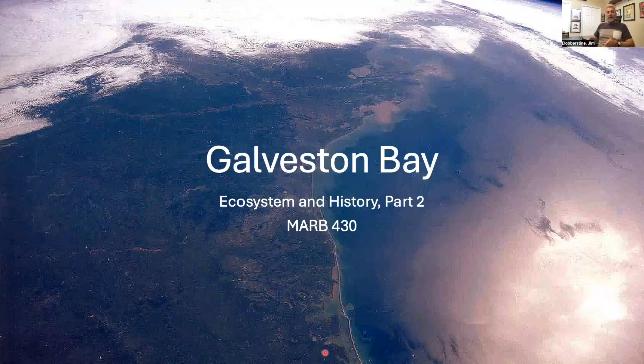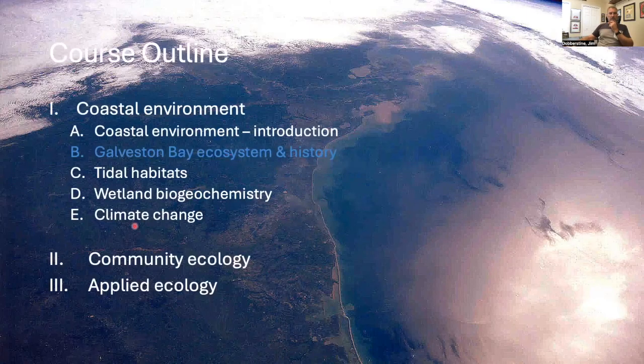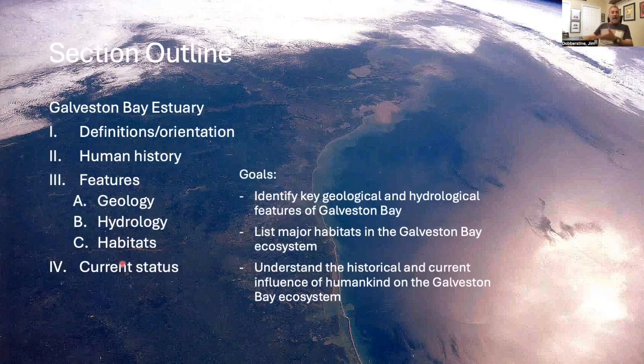If you'll remember, in part one of this series of lectures, we started talking about Galveston Bay, primarily focused on its history and a little bit about its ecosystem, and wrapped up last class period talking a little bit about Galveston Bay's geology. And again, the geology of the bay, the geology of the coast is really interesting and affects the hydrology, which is likewise interesting. So we are still in this section here, coastal environment, section B, and we're going to be wrapping up today talking about hydrology, habitats, and then a little bit about current status.